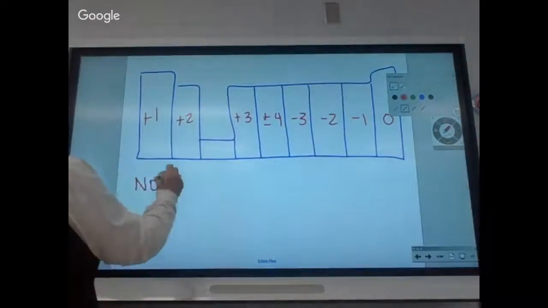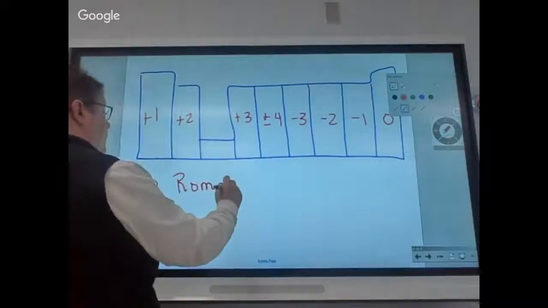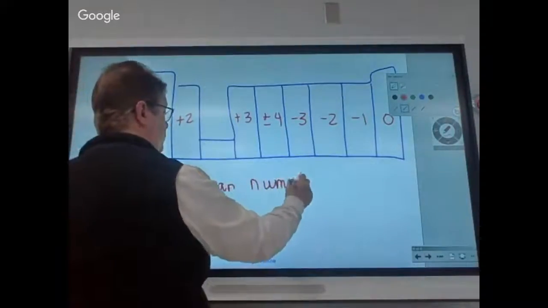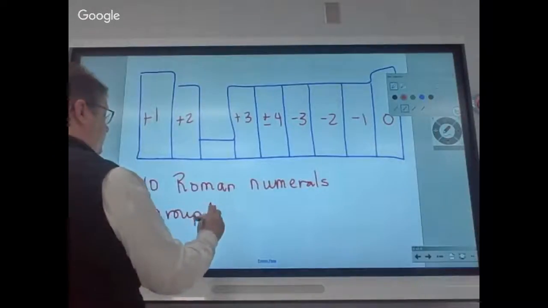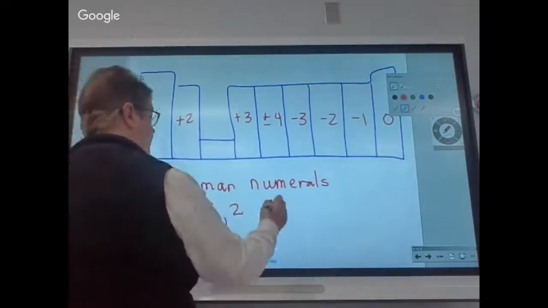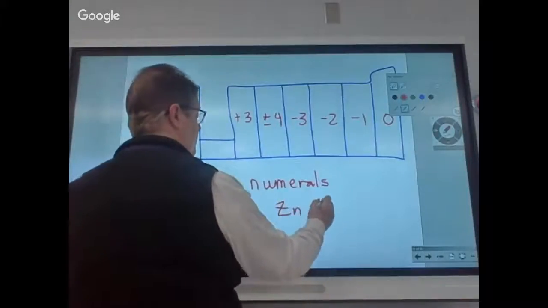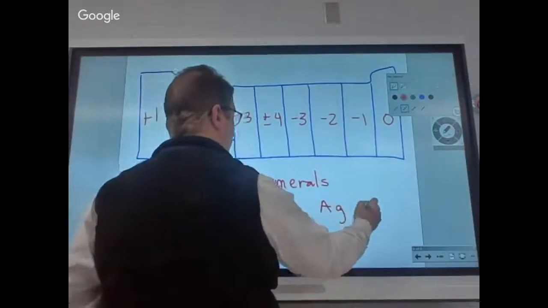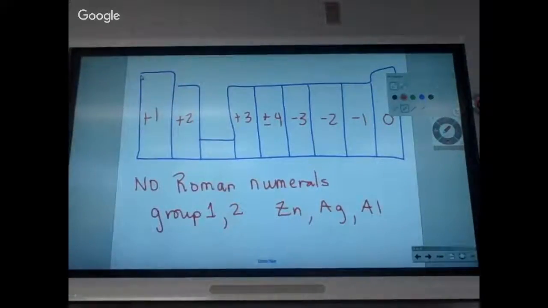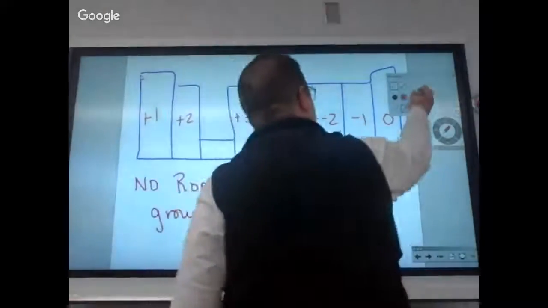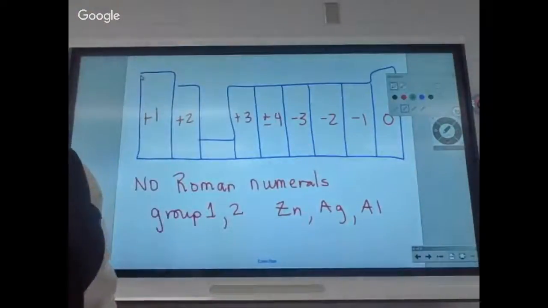All right, no Roman numerals: Group 1, 2, zinc, silver, and aluminum. Every other element on the periodic table is going to have a Roman number. Okay? And that's because these elements never have more than one oxidation number. Now, to answer Caroline's question, she asked about the transition metals and what their oxidation numbers were.